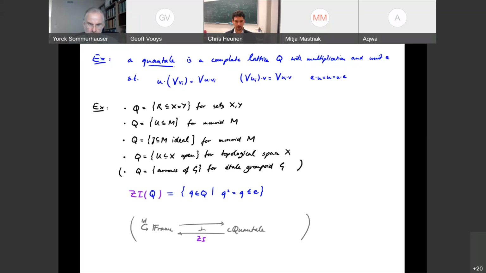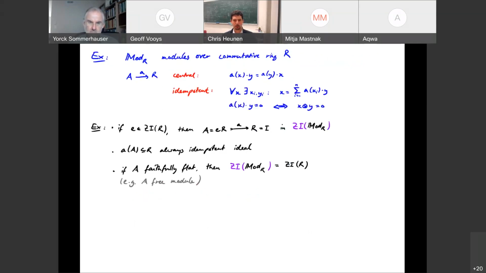I'll put another example between brackets here. If you start with what's called an étale groupoid G, you can look at the set of all arrows of G, that will also form a quantale. And in fact, any such quantale will look like that. Okay, now we come to the example that Misha, I think, was asking about.